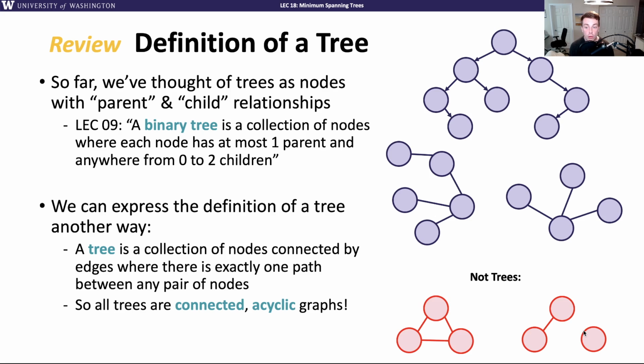So it turns out that all trees are going to be connected acyclic graphs, right? If something's going to be a tree, it has to be connected because you need to be able to get to any vertex from any other, and it needs to be acyclic. Cycles allow choice in which path you might take. And we said in this definition of a tree, there should only be one possible path.